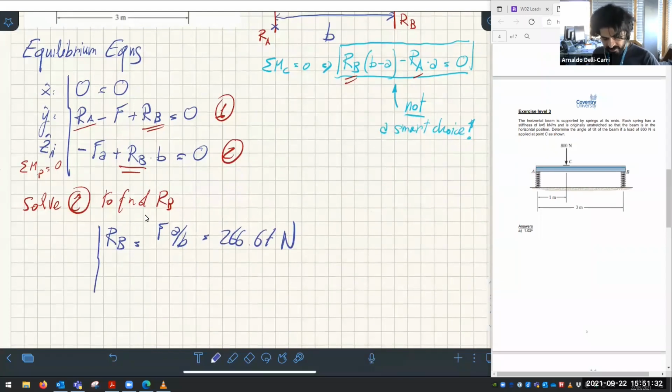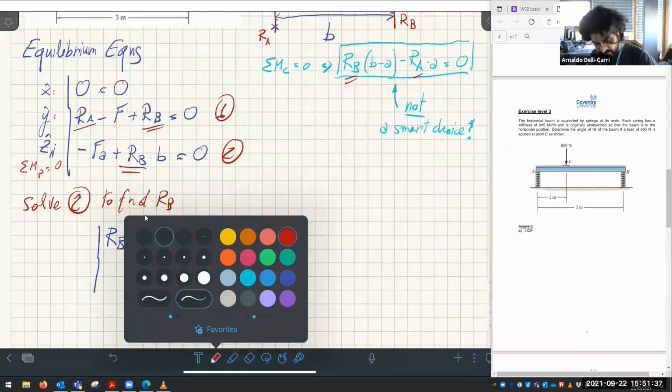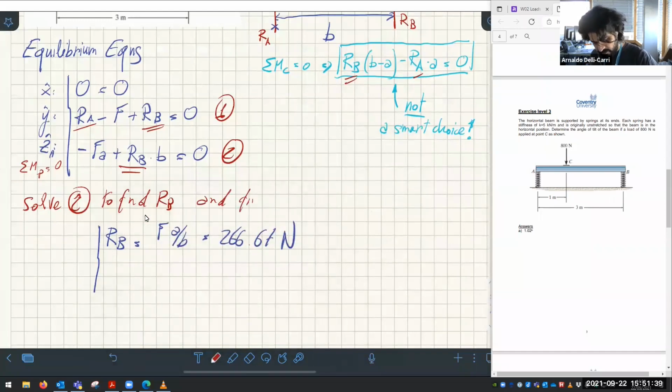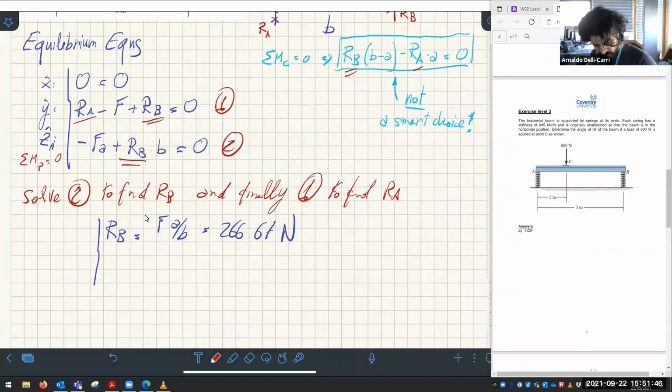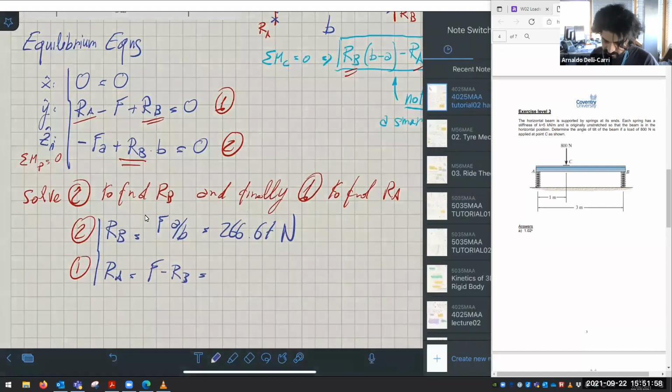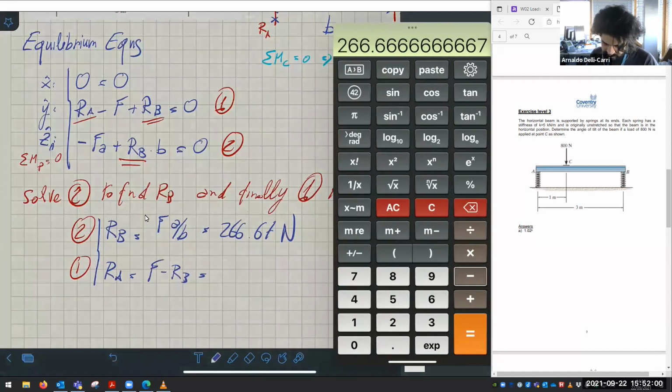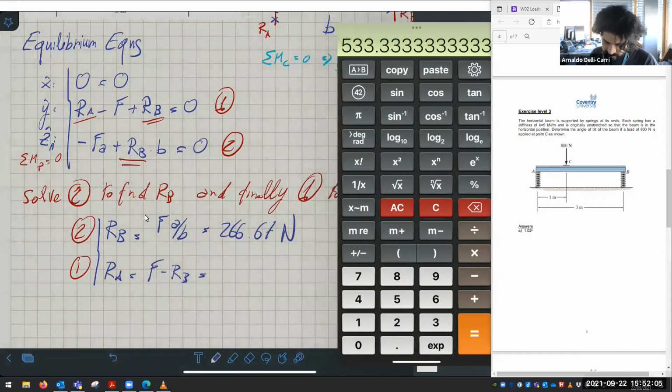And now that I know this, I can easily find RA. Solve 2 to find RB, and then finally 1 to find RA. So this is equation 2, this is equation 1. And from here, I say that RA is just F minus RB. And so that must be, of course, it's 800 minus 800 over 3, so it's 533.33.